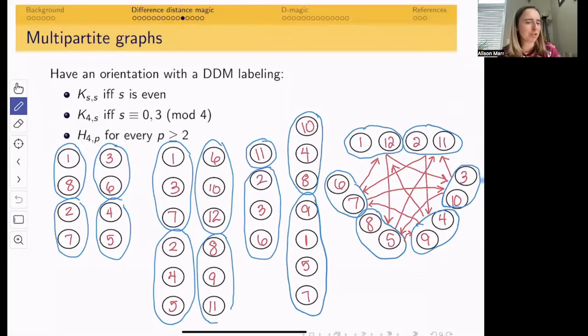This is where I got tired of drawing pictures, and so I just drew them by hand. I was like, we're going to draw these because the students were working on this last minute, but they were working with a lot of different classes of multipartite graphs.